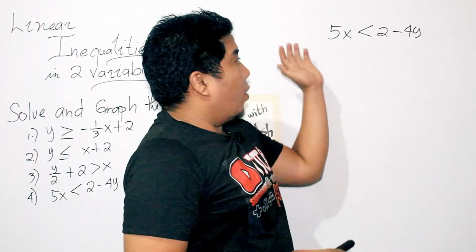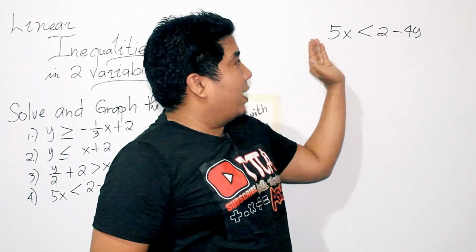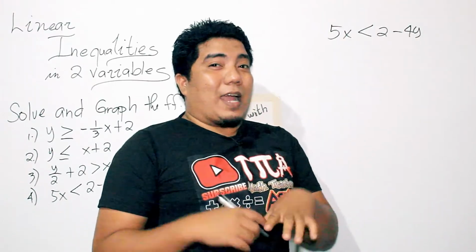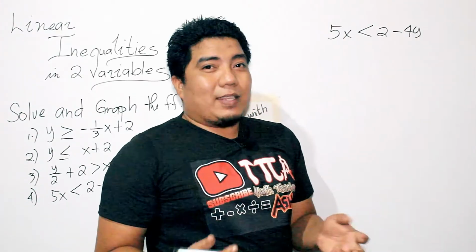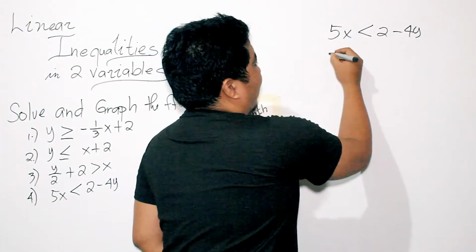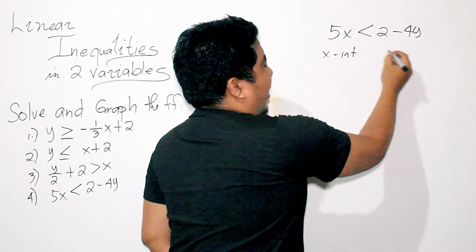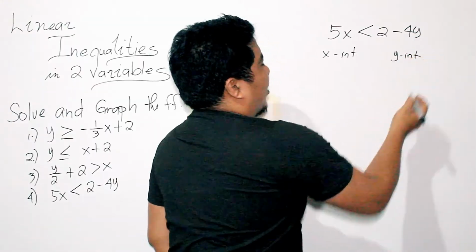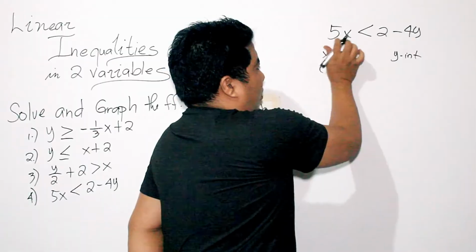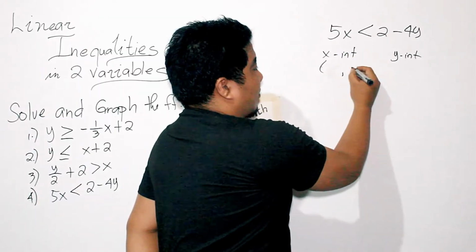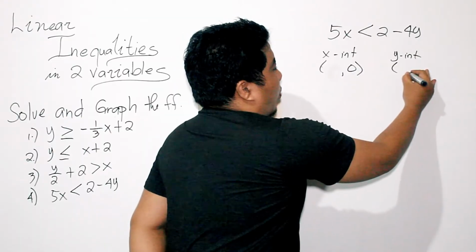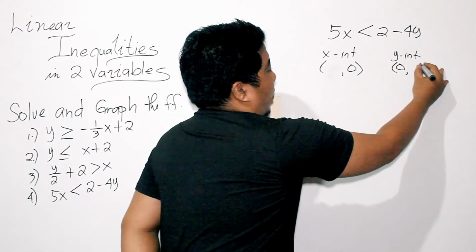Okay, math learners, we have here our example, 5x is less than 2 minus 4y. Now, let's consider another way of graphing, that is by the use of the intercept, the x and the y-intercept. Okay, so x-intercept and y-intercept. Of course, if that is x-intercept, we will be using 0 as our y, and if we are getting our y-intercept, we will be using 0 as our x.